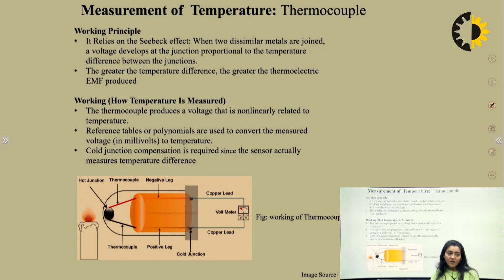Reference tables or polynomials are used to convert the measured voltage to temperature. A cold junction compensator is required since the sensor actually measures the temperature difference. So this is the working principle.